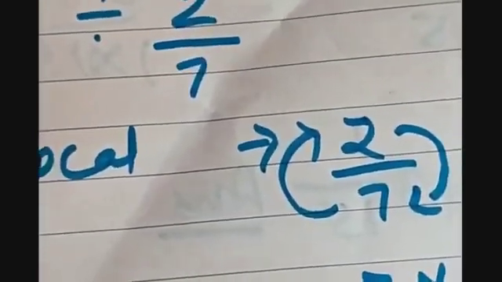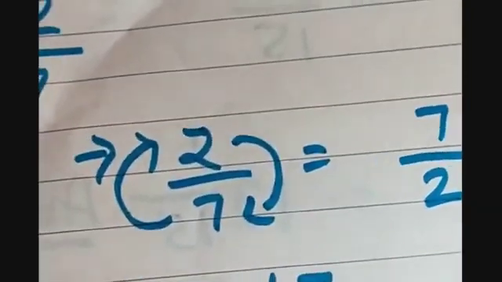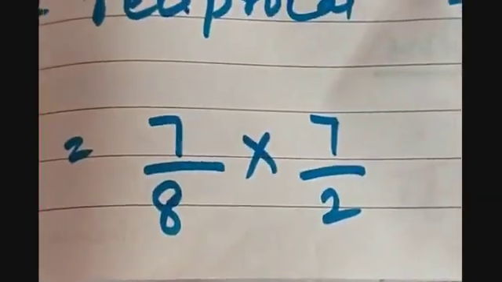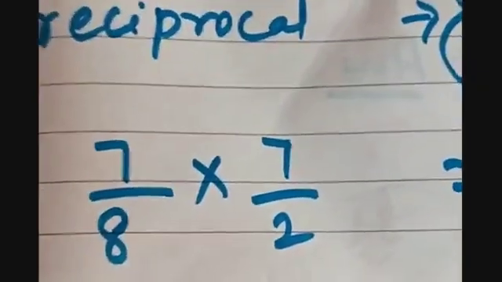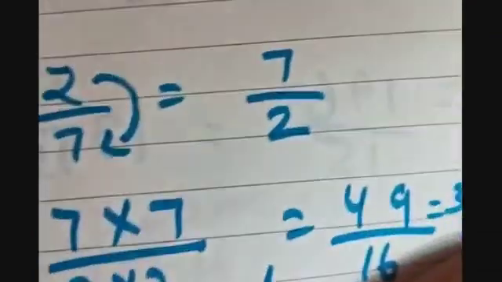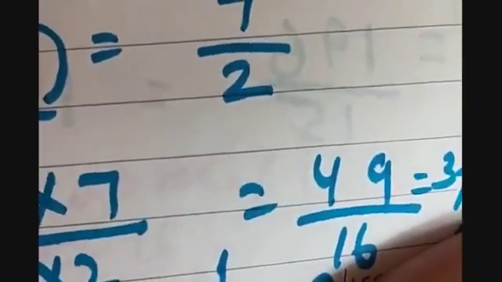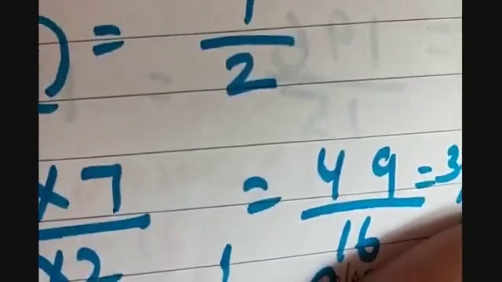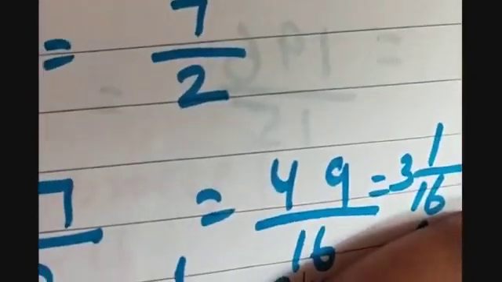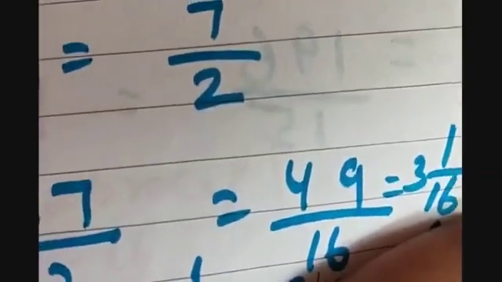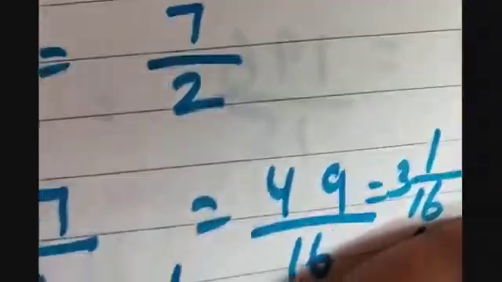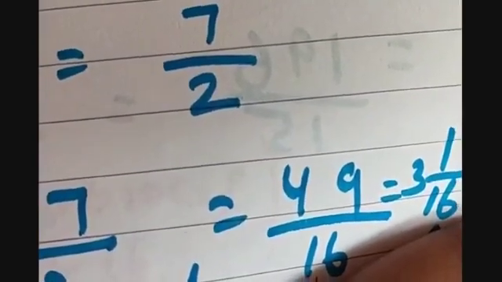The 7 will go to the numerator's place and 2 will come into the denominator's place. So the new fraction will be 7 by 2. Again we'll multiply 7 by 8 with the reciprocal 7 by 2, and numerators are multiplied and denominators are multiplied. Then what do we get? 7 7s are 49 and 8 2s are 16. Since 49 by 16 is an improper fraction because the numerator is greater than the denominator, we will convert it into a mixed fraction by dividing 49 by 16. So the answer we are getting is 3 as the whole number, 1 by 16.